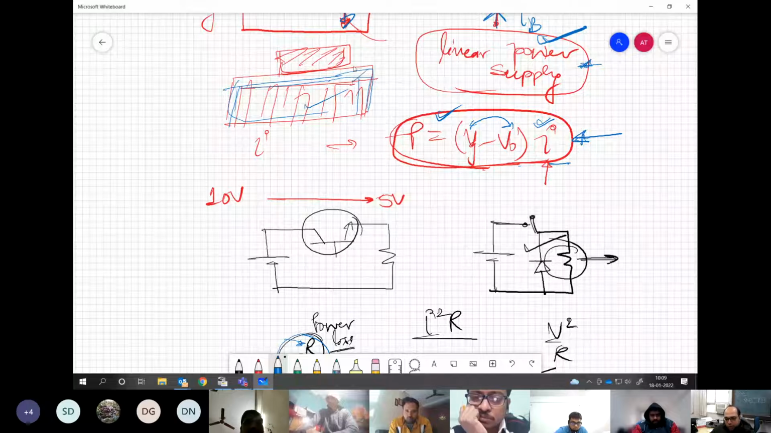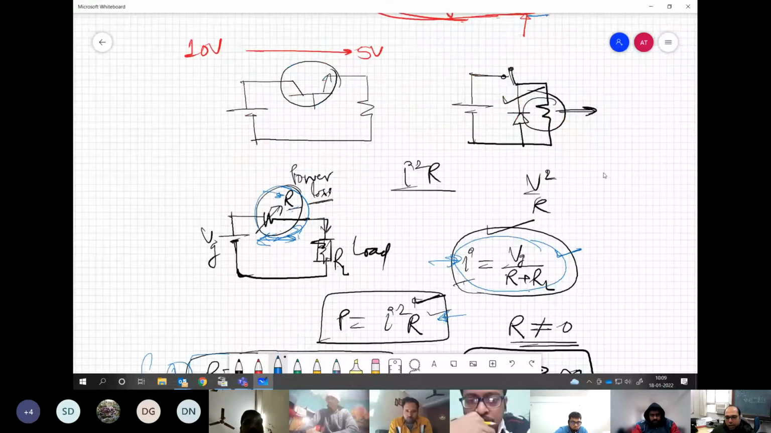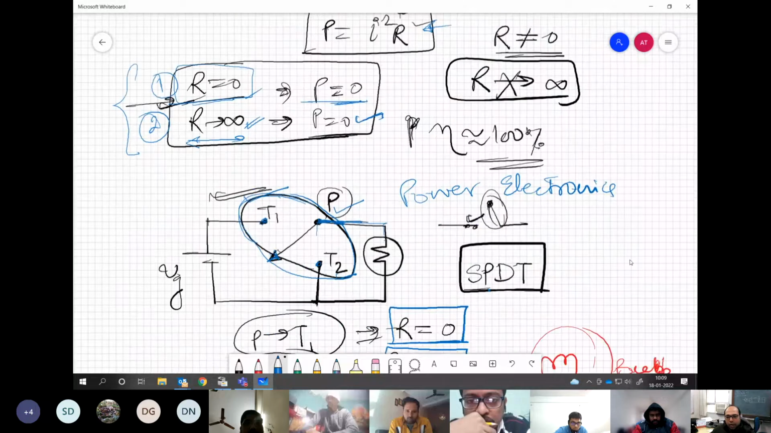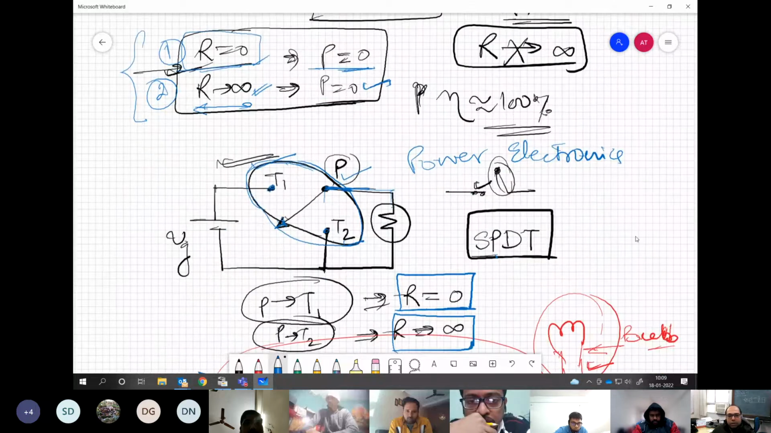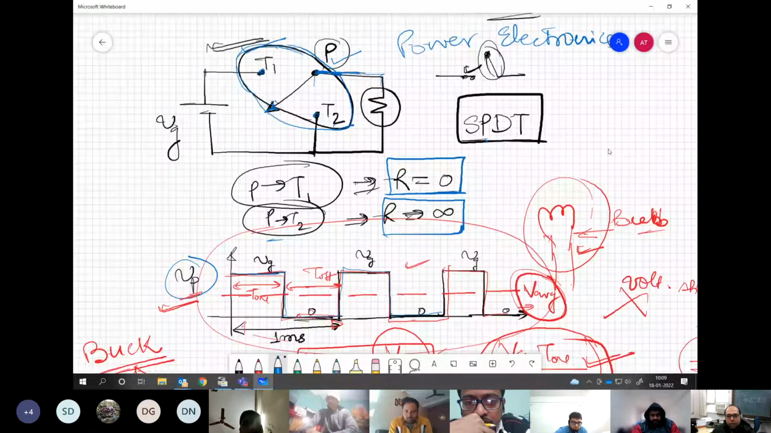So we want to do something better than that, and that is where we come up with the idea where the power loss for the system can be equated to zero, and this is true for these two extreme conditions. Then we see that this can be realized by using a single pole double throw switch, where P is the pole terminal and we have two throws, T1 and T2.